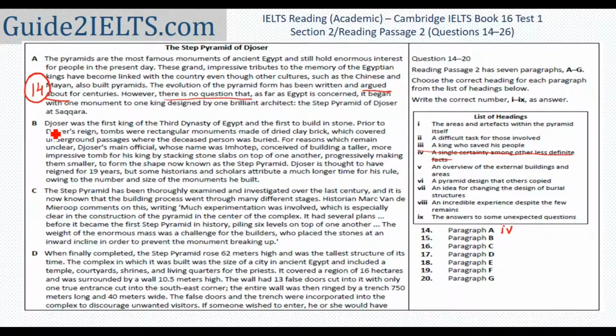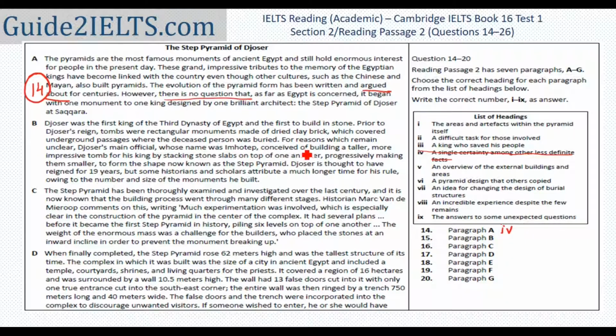Paragraph B. Djoser was the first king of the third dynasty of Egypt, first to build in stone. Prior to his reign, tombs were rectangular. Now what I'm doing here is reading phrases. This takes a bit of practice, but once you get used to doing it, you can get information of what is in a sentence very quickly. So prior to his reign, tombs were rectangular, made of dried brick. Underground passages, deceased persons were buried.